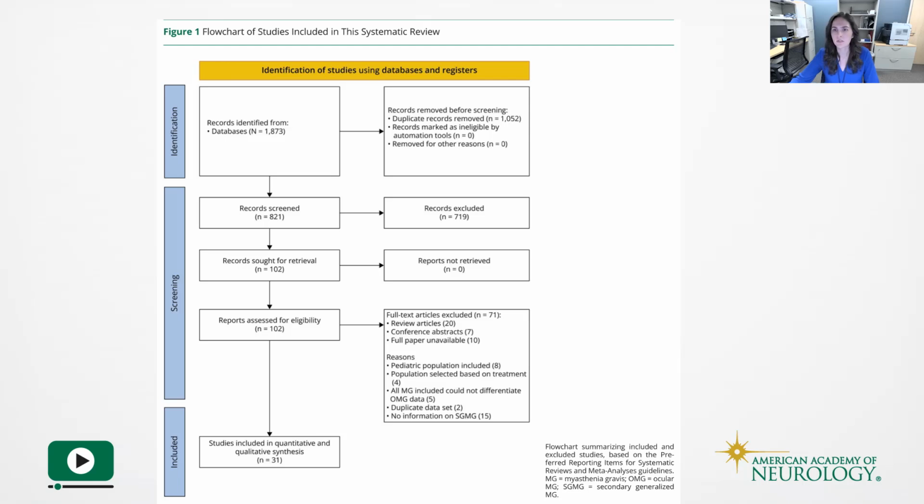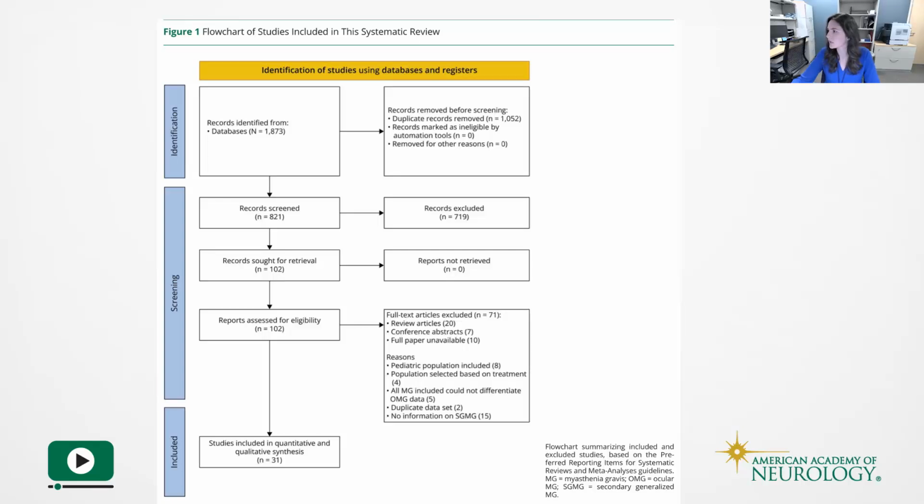So they had two independent reviewers search four databases, and they had search terms of basically all studies: randomized control trials, prospective, observational, and retrospective studies. Through these databases, as you can see, they identified 1,873 records. About 1,000 of those were duplicates, and so they ended up screening about 820 records with abstracts and titles, and that brought them down to about 102 records, which were read in totality.